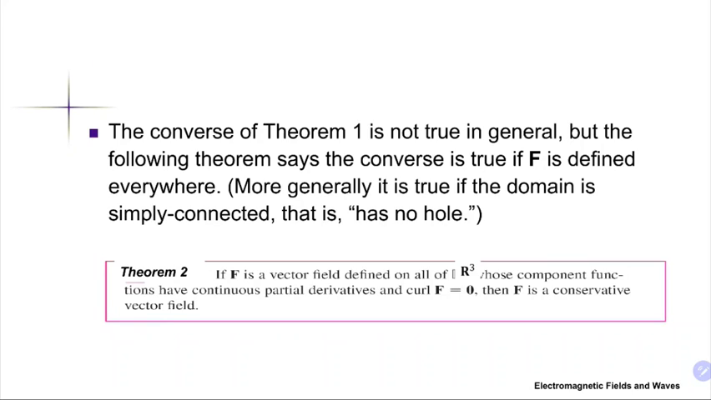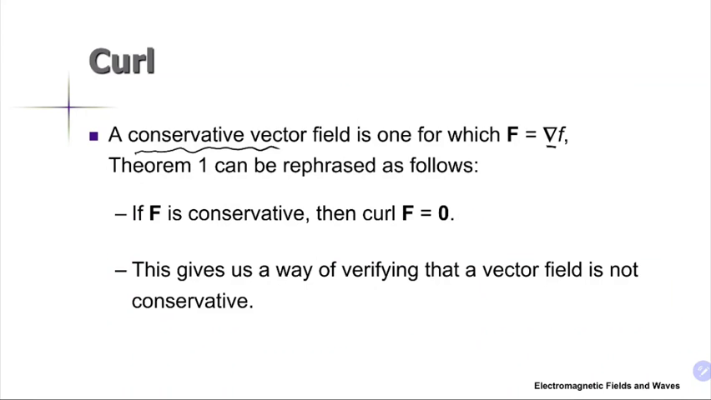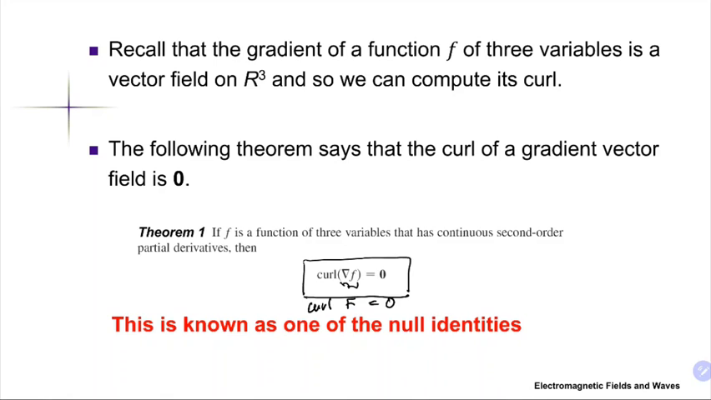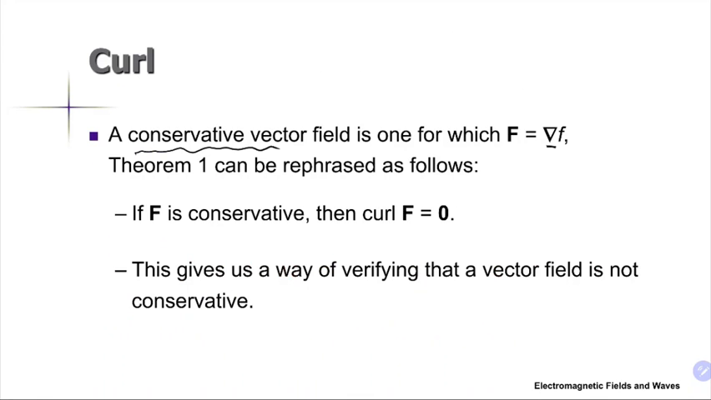The converse of theorem 1 is not true in general. Meaning, in other words, not all fields with curl of F equal to 0 will be conservative.